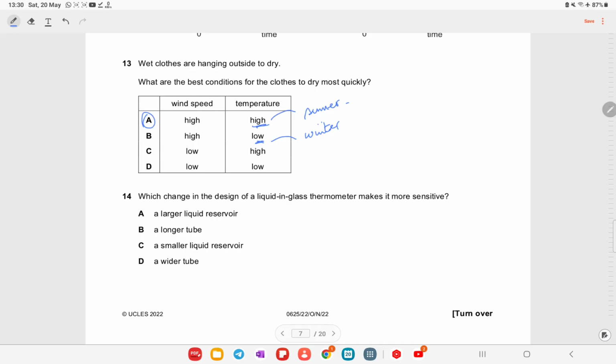Which change in design of a liquid-in-glass thermometer makes it more sensitive? So for this, a larger reservoir is required to increase the sensitivity of the thermometer.